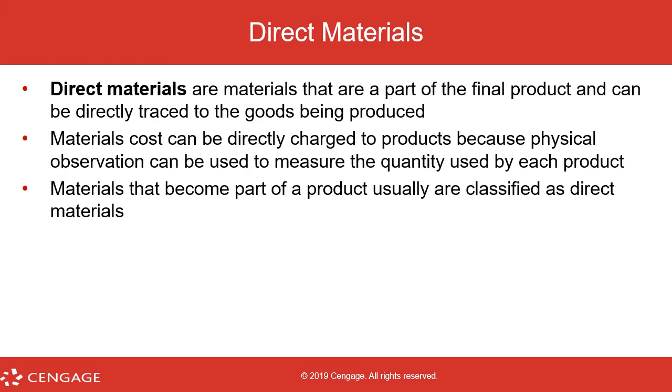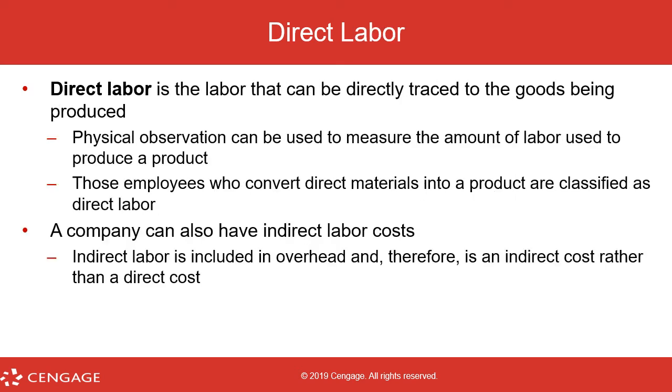Product costs are classified as direct materials, direct labor, and manufacturing overhead. Direct materials are materials that are part of a final product and can be traced to the goods being produced. So if we think about our blue jeans example, we have the cost of the jean material, the zipper, and thread. These are all a physical part of the pair of jeans being sold, and therefore they are direct materials.